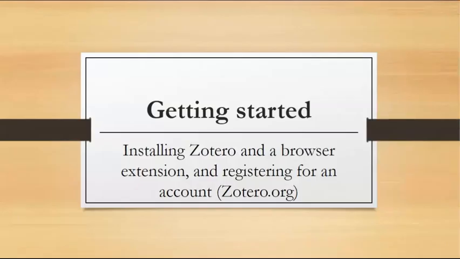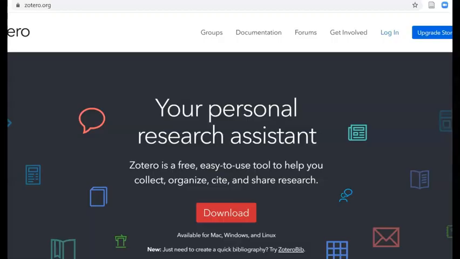Before we look at some of the things you can do with Zotero, I'll quickly cover the basics on how to install Zotero and the browser extension and how to register for a free Zotero account. To install Zotero, you will need to go to the Zotero website at zotero.org and download both the Zotero software for your computer and most likely the Zotero browser extension.